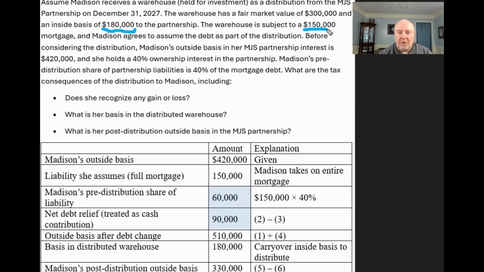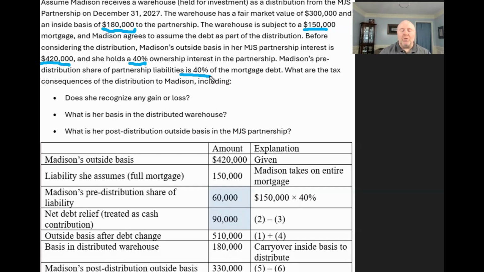Before considering the distribution, Madison's outside basis was $420,000. So her outside basis, her basis in the partnership, is $420,000. She holds a 40% ownership interest in the partnership, and she has a 40% interest in the mortgage debt. What are the tax consequences, including does she recognize any gain or loss? What is her tax basis? And what is her post-distribution outside basis in the MJS partnership?